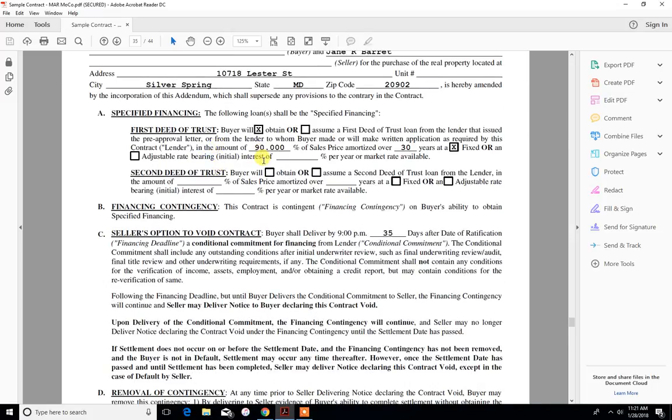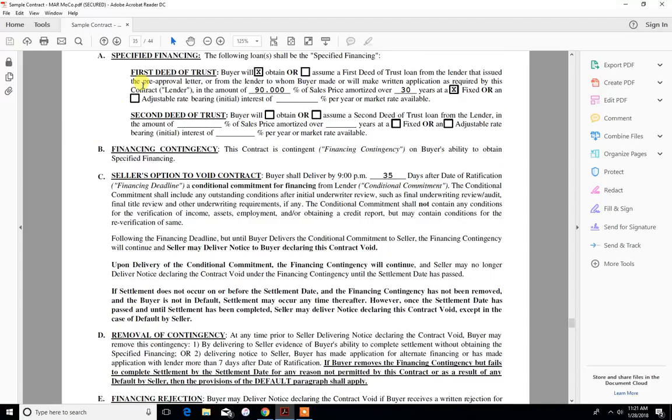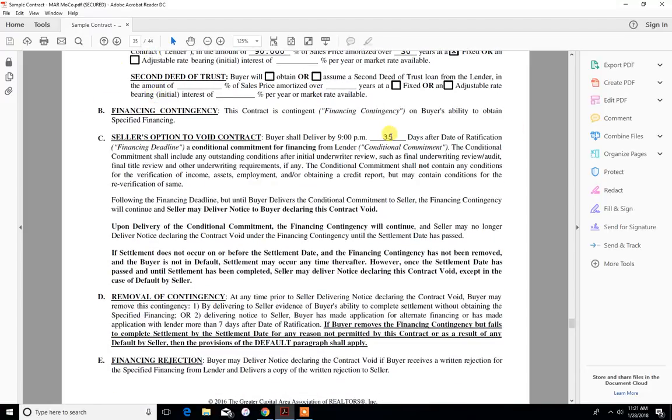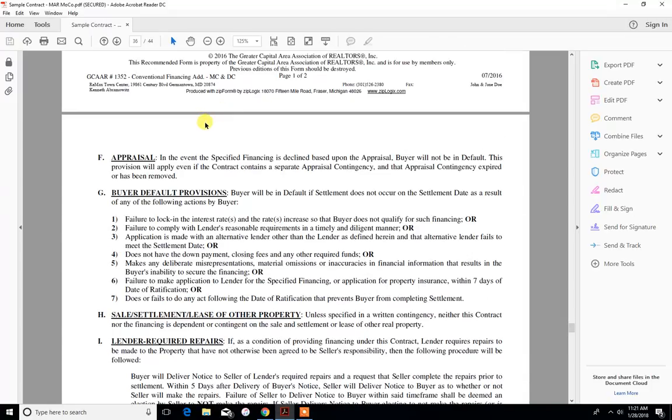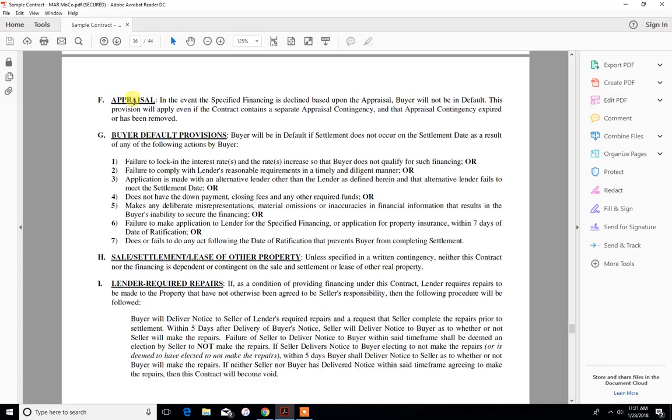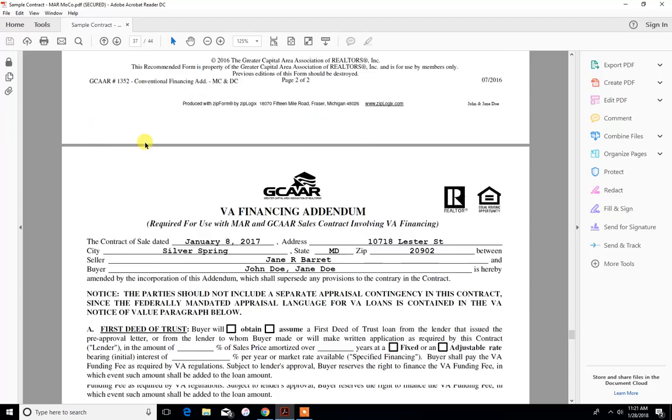Conventional financing addendum, same thing. They're going to fill this part out. This part's going to be taken off their pre-approval letter. Just copy down what the lender's doing, how much they're going to be financing over how many years, if it's fixed or adjustable, and the interest rate. Financing contingency, same thing. How many days after ratification? The difference here is that the appraisal contingency is not written into this. Everything else is the same.